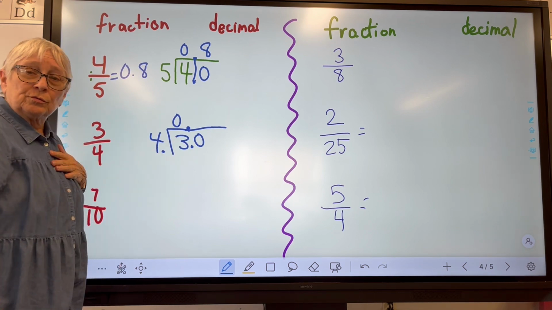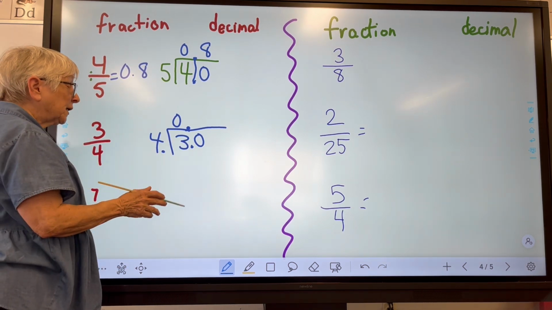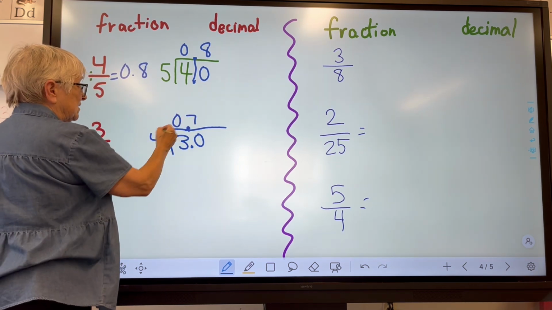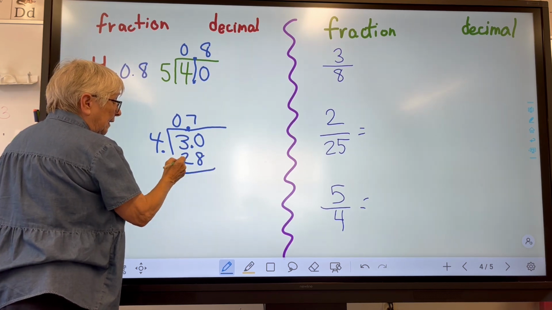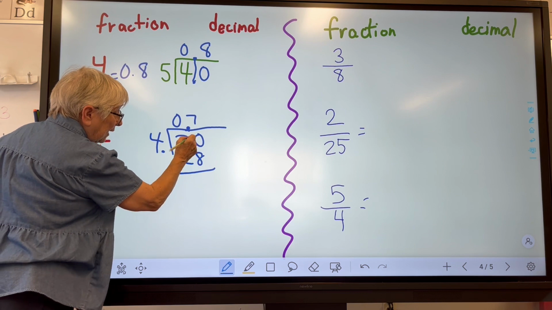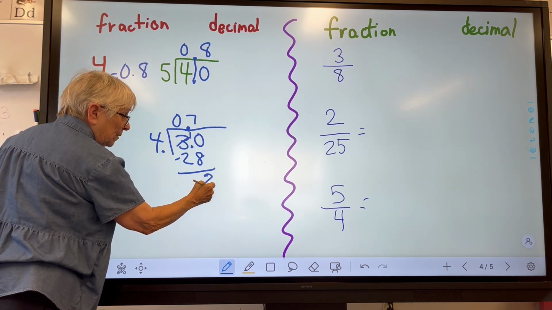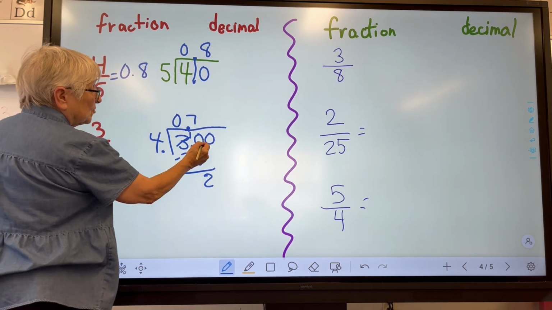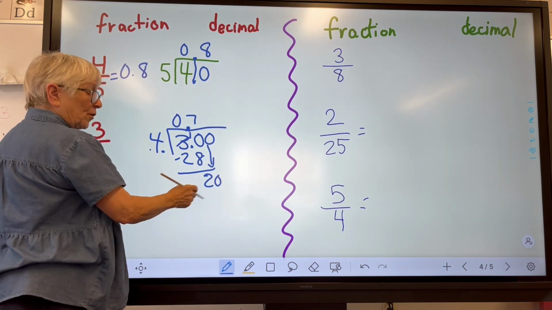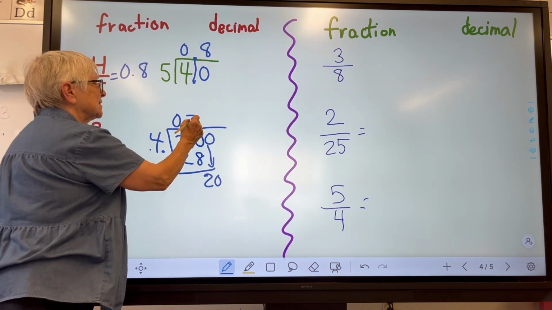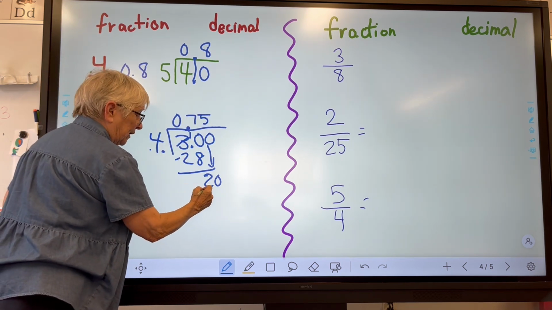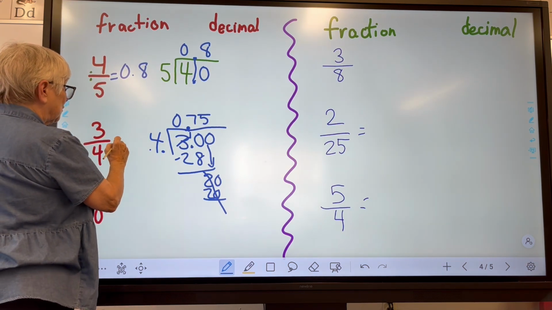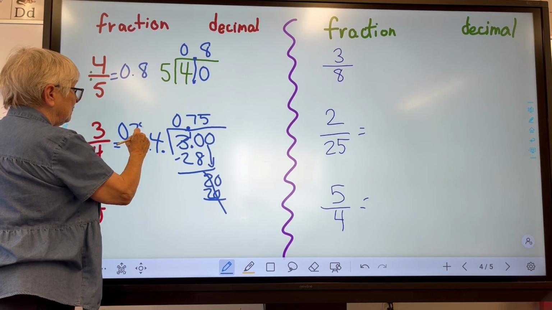Does 4 go into 30? Yes, not evenly, but it does go in there. It goes in there 7 times. And 7 times 4 is 28. And I subtract. And 10 minus 8 is 2. And I add another 0 because it didn't come out evenly. So I bring it down. Does 4 go into 20? Yes, it does. It goes in there 5 times, and 5 times 4 is 20. So there's no remainder. So 3/4 is equal to 0.75.